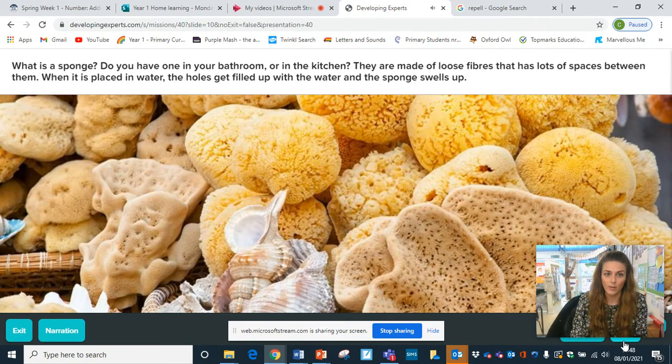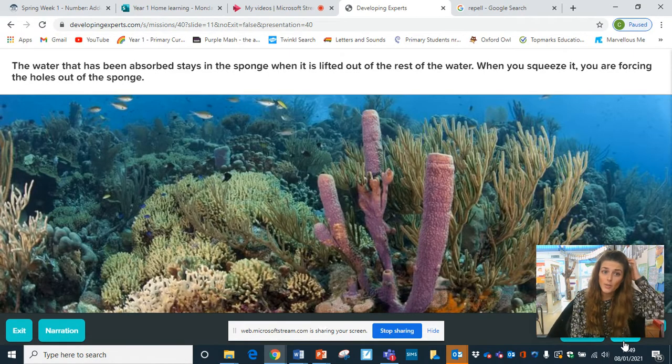Okay, so what is a sponge? Do you have one in your bathroom or in the kitchen? They are made of loose fibres that have lots of spaces between them. When it's placed in water, the holes fill up with water and the sponge swells up, so it becomes larger as it soaks up all the water. The water that has been absorbed stays in the sponge when it is lifted out of the rest of the water. So when you squeeze it, you are forcing the water out of the sponge.